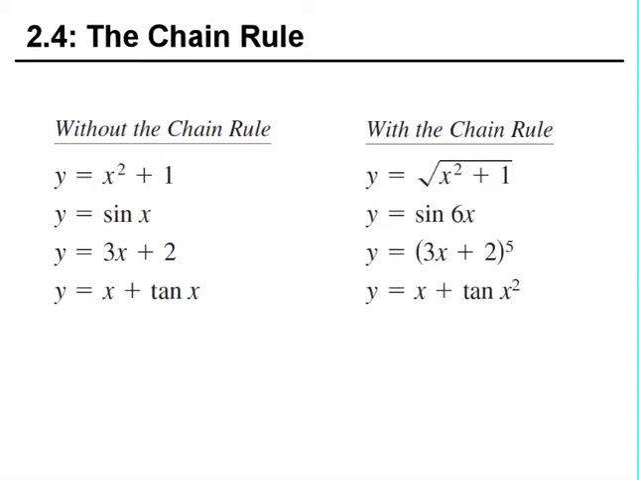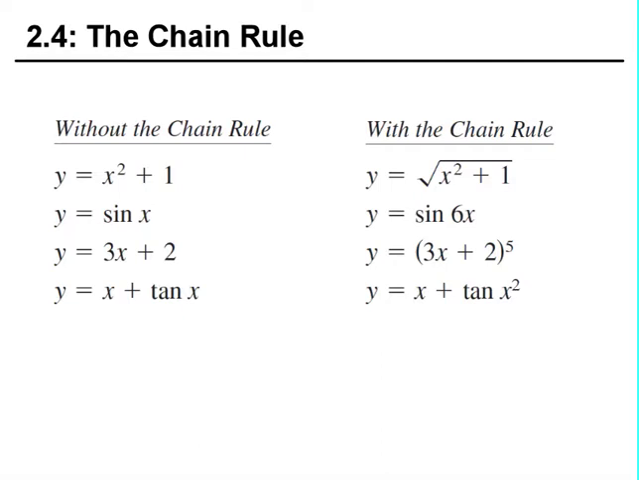Okay, so today we're going to talk about the chain rule. So what does the chain rule actually do and allow us to do? If you notice, I have two columns there. The first is without the chain rule. The second is with the chain rule. So the ones on the left are problems you could actually do now.